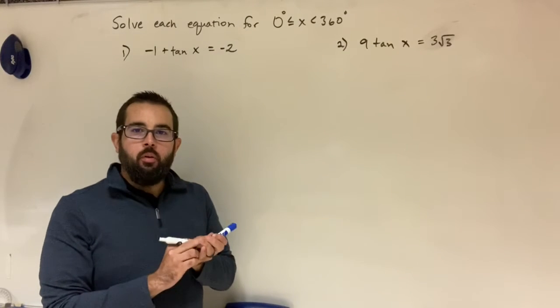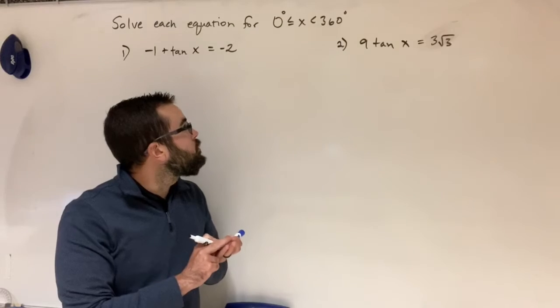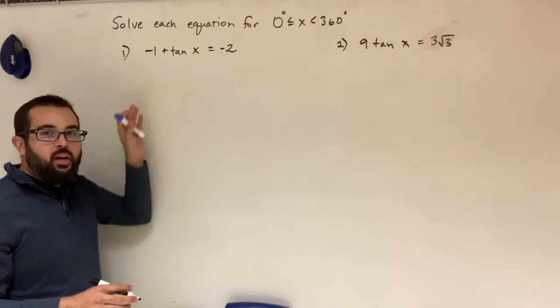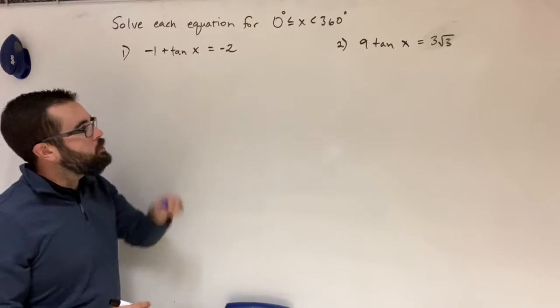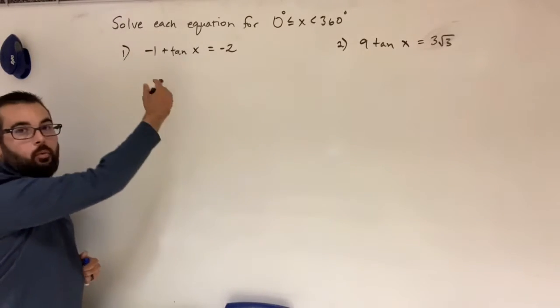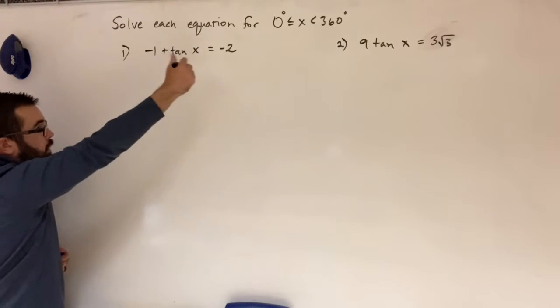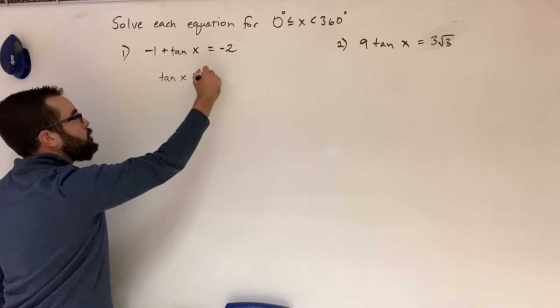So I want to show you guys a couple examples of trig equations that use tangent. From Friday we went over how to get the graph, and I may use the graph. We'll see if we need it as we go on through these problems. So to start this one, again, we want to isolate the trig function. So I want to isolate tan x. So I'm going to add 1 to both sides. So I'm going to have tan x is equal to -1.